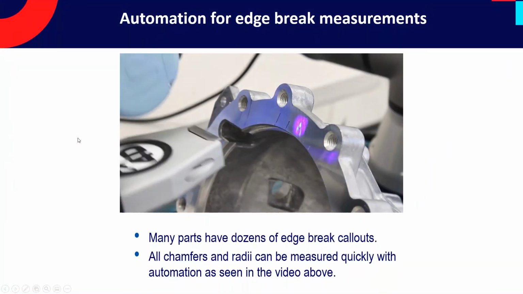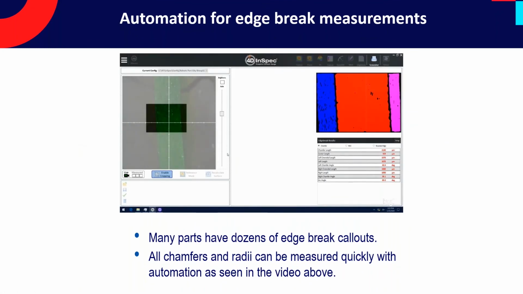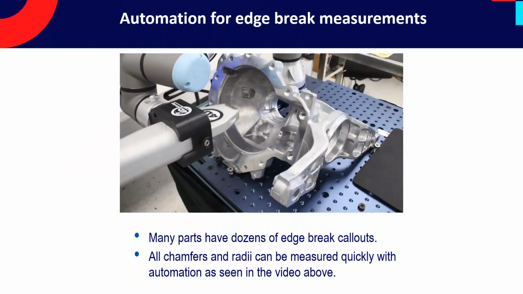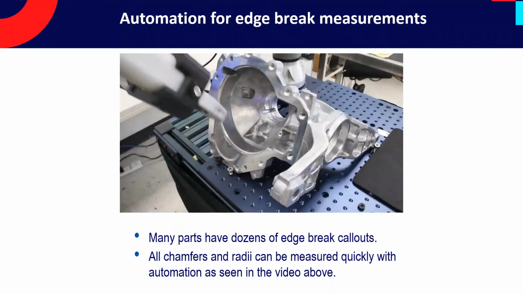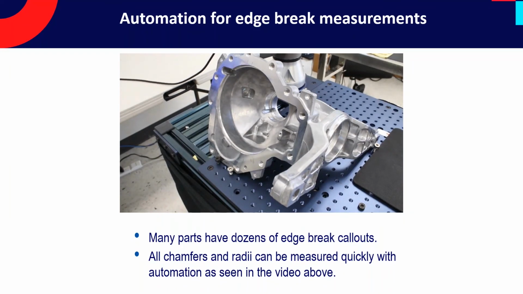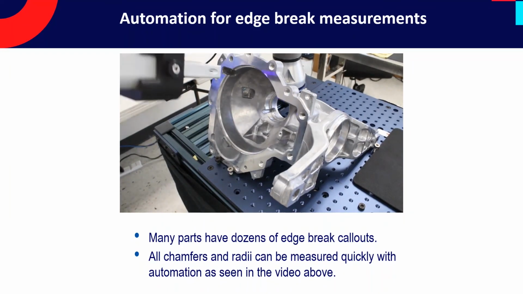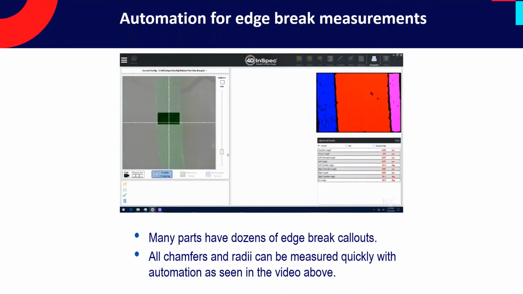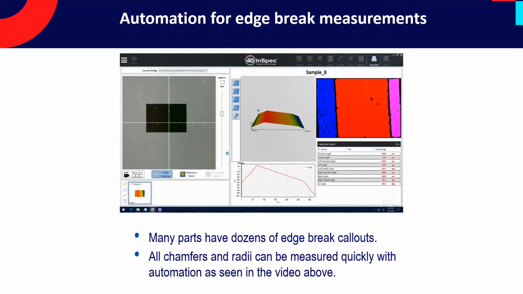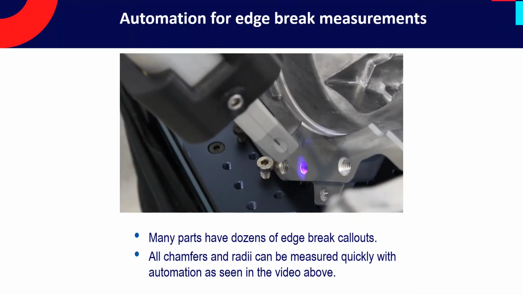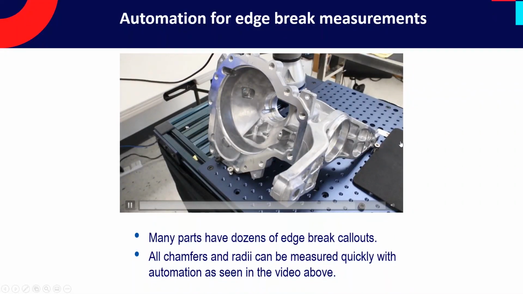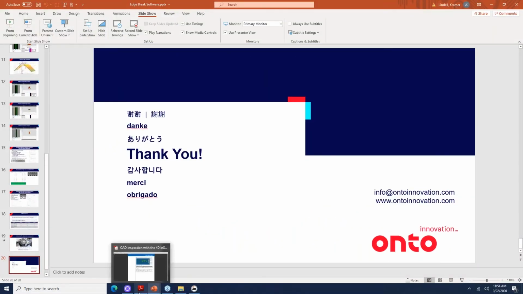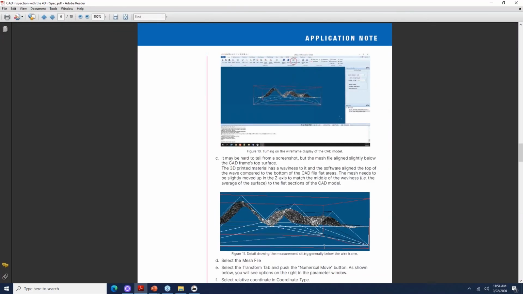So here we have this automotive part. We're measuring chamfers on this particular part, and it has dozens of chamfered holes. So having a Universal Robot like this expedites the process. It can go to each of these holes, take a measurement, and perform chamfer analysis on each one using this automated system.